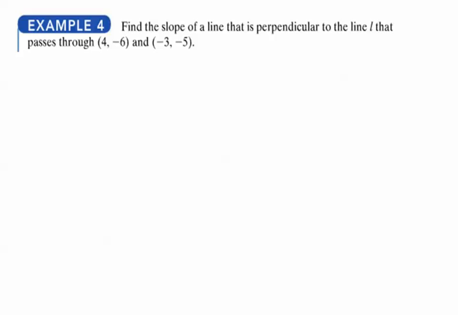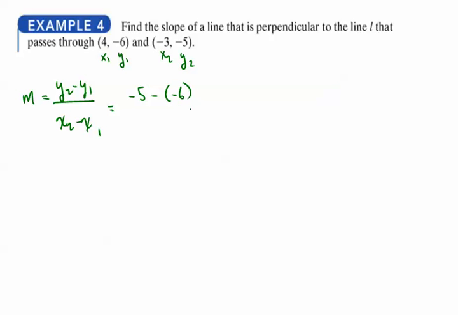So we're not looking for the slope of the line passing through those points, but we're looking for the slope of the line that's perpendicular to the line that passes through those points. So once again, I'm going to label x1, y1, x2, y2. And so first what I want to do is calculate the slope of the line that we're given. So m is equal to y2 minus y1 over x2 minus x1. y2 is negative 5 minus y1 is negative 6 over x2 is negative 3 minus 4.